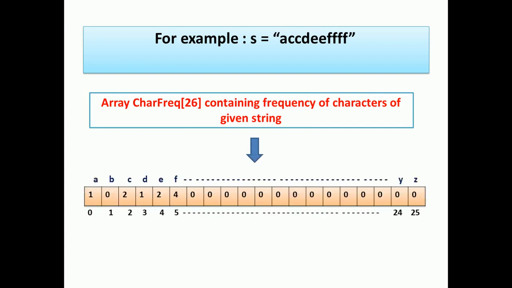For A, in this example, each index is representing the characters. Like the zeroth index is representing character A, the first index is representing character B, the second index is representing character C, and so on.